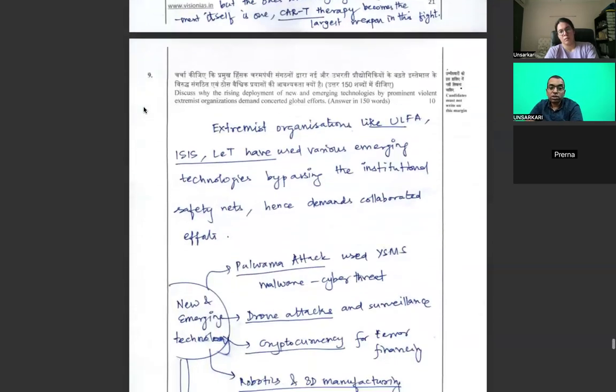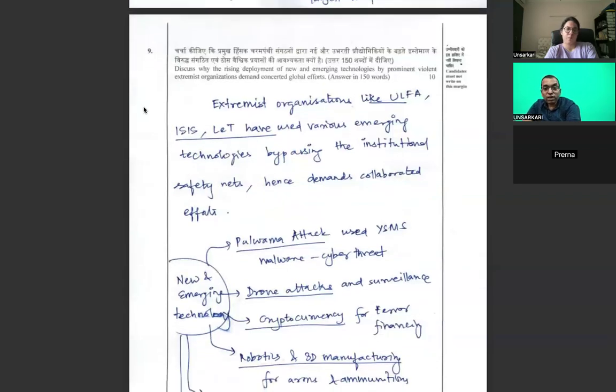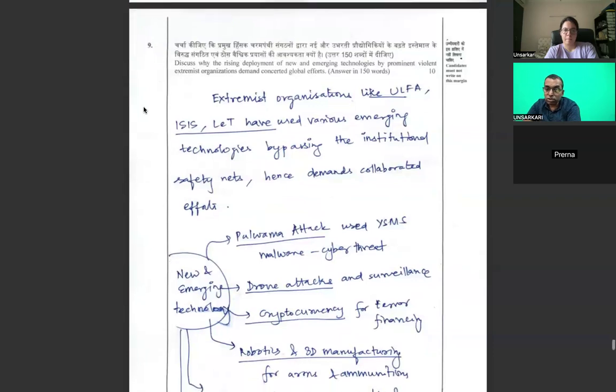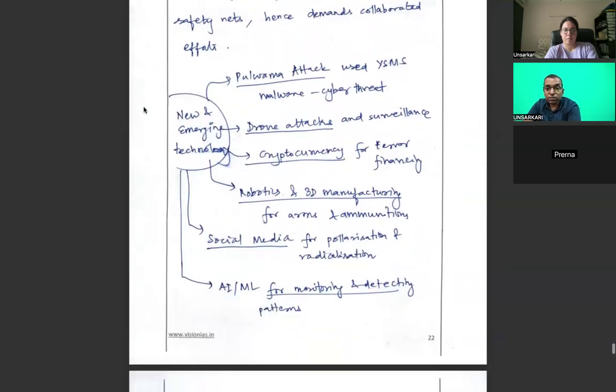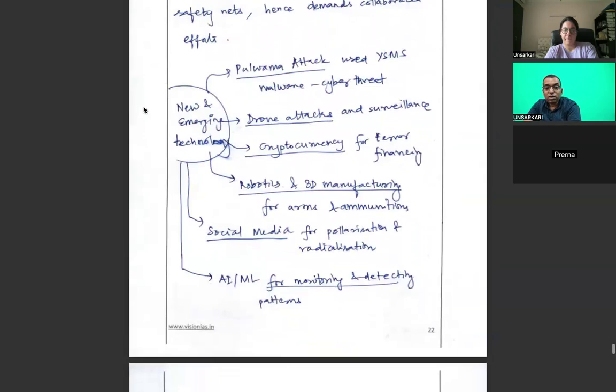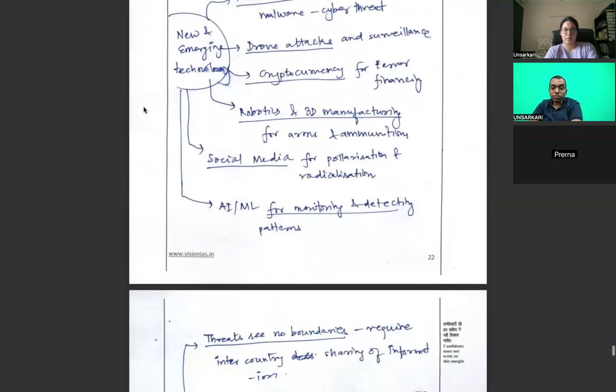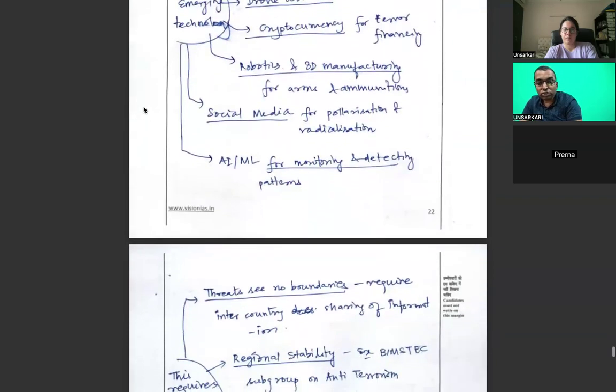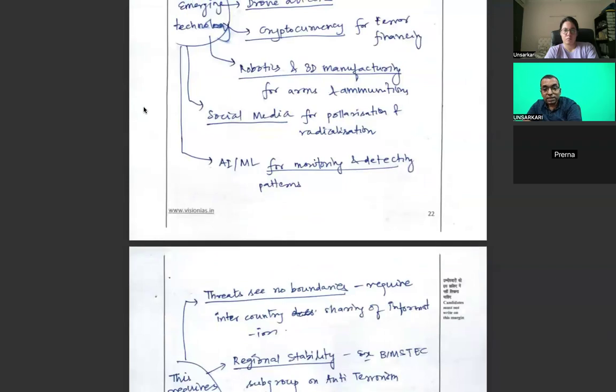So good point. Extremist organizations like ULFA, ISIS, LeT have used emerging technologies. Okay, the Pulwama attack used SMS malware, drone attack surveillance, cryptocurrency, robotics and 3D manufacturing for arms and ammunition, social media for polarization. See, the spelling of polarization is, I believe, wrong. AI and ML for monitoring and detecting patterns.